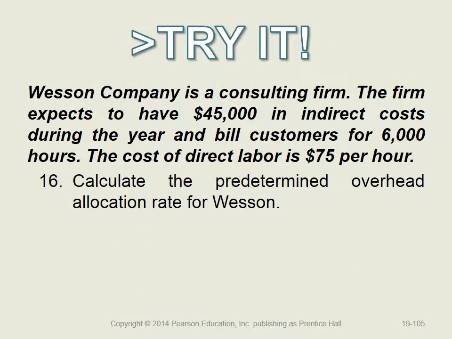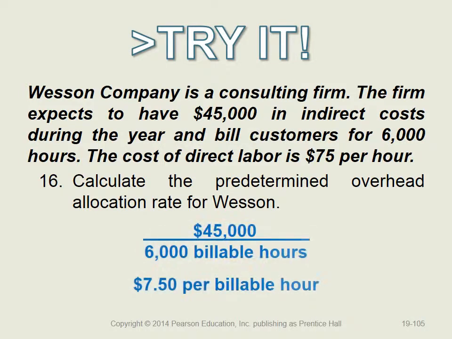Wesson Company is a consulting firm. The firm expects to have $45,000 in indirect costs during the year and bill customers for 6,000 hours. The cost of direct labor is $75 per hour. Calculate the predetermined overhead allocation rate for Wesson. $45,000 divided by 6,000 hours, and we get $7.50 per billable hour.